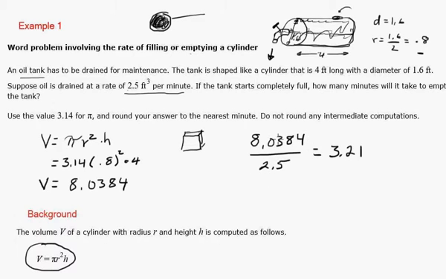Now let's see. Use the value pi and round your answer to the nearest minute. So if these were minutes, then it would just be 3. Do not round intermediate computations. What that meant was do all this at the same time here. So that's how you do that problem.